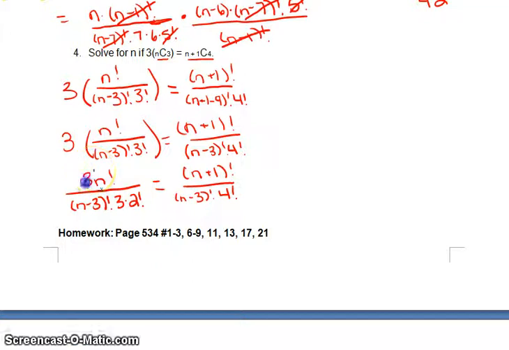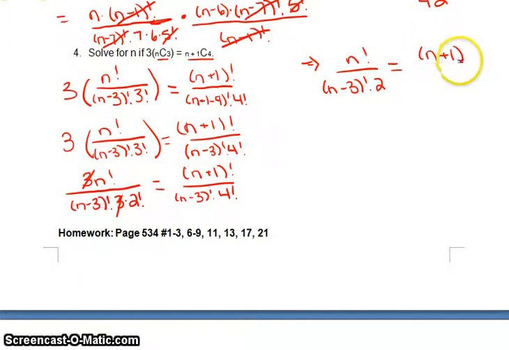Then we can cancel out our 3's here, and what we're left with is n factorial, divide that by n minus 3 factorial times 2. 2 factorial is just 2, and that is equal to n plus 1 factorial, divide that by n minus 3 factorial times 4 factorial. Now I'm doing this in a bunch of steps. If you guys can see this right away, that's absolutely fine.